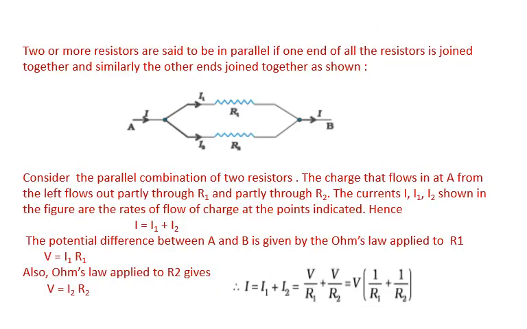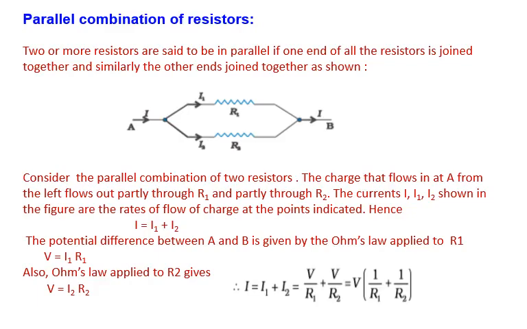Now let's understand the parallel combination of resistors. If a number of resistances are connected between two common points so that each of them provides a separate path for the current, then they are said to be in parallel combination. As shown in the figure, there are two resistors having resistances R1 and R2, and they are connected between two common points A and B and connected to the potential difference source V.